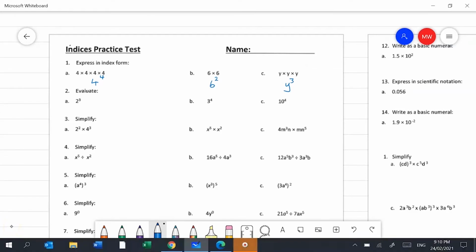Question 2 is asking us to evaluate, so we don't really need to solve it. We don't need to go through and simplify it. So all we really need to do is just write that this 2 to the power of 3 really means 2 times 2 times 2. In question B, we've got 3 to the power of 4, so that just means it's 3 multiplied by itself 4 times. And in question C, we've got 10 to the power of 4, so it's just 10 multiplied by itself 4 times. And that's it.